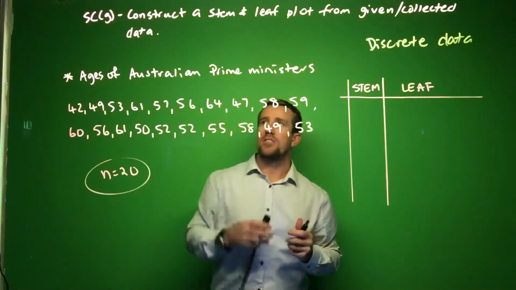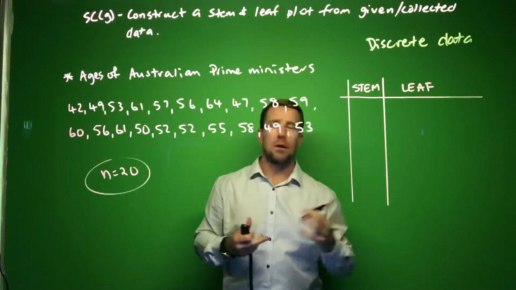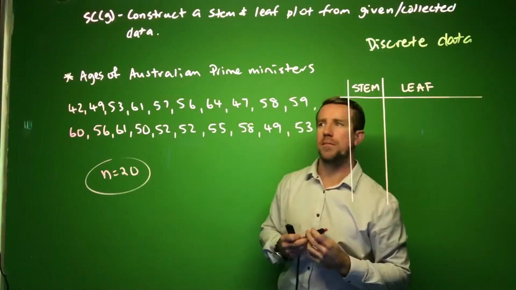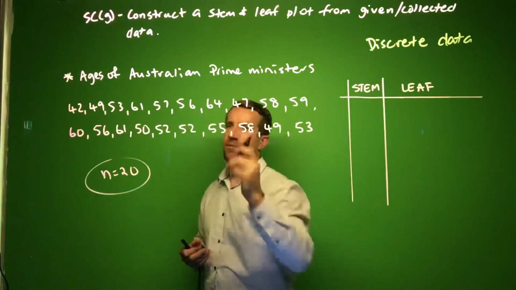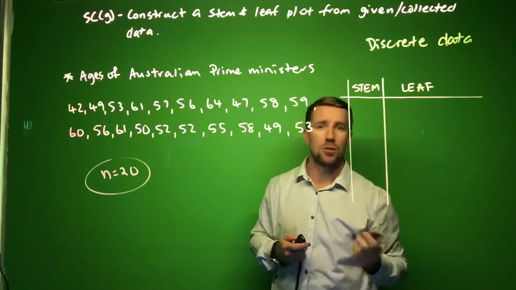Okay, jumping into success criteria G, looking at constructing a stem and leaf plot from given or collected data, or both. What we've got listed here on the left is the ages of Australian Prime Ministers, 42, 49, 53, 61. They're not in order, so the first thing you'll have to do is put them in order.